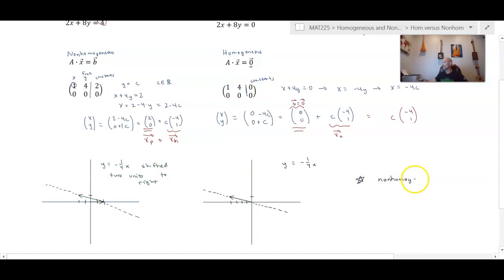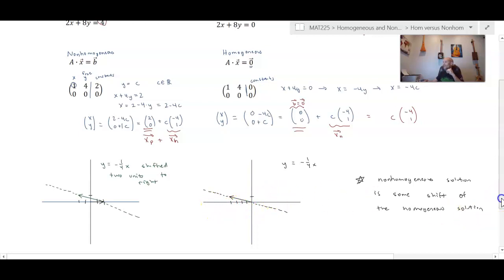So the key here is that the non-homogeneous solution is some shift of the homogeneous solution. Does it have to always be just to the right or just to the left? No, it could be that this vector right here, that x sub p, is going to have a non-zero x and y component. In fact, if we're in multiple dimensions, these could all be non-zero in practice.